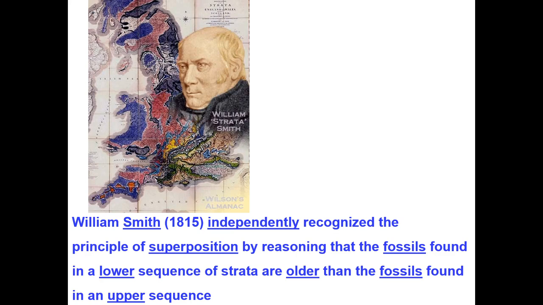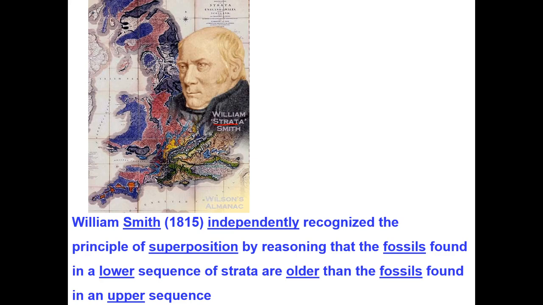So one of the first gentlemen to use fossils in order to date rocks was this gentleman, William the Strata Smith. They really called him the Strata. So this is 1815, an English gentleman, and he had a lot of spare time on his hands. He was one of the first people to use fossils and fossil assemblages to date the rocks.